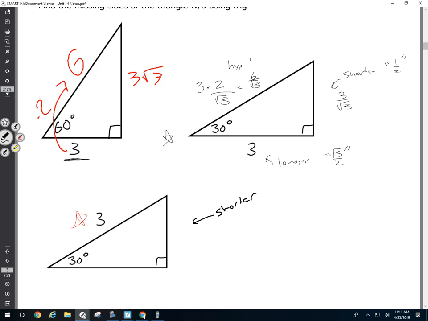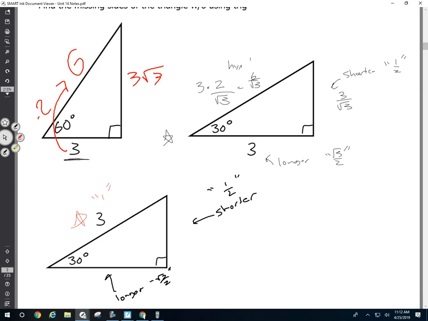Which of the two numbers, 1/2 or root 3 over 2, is the shorter side? 1/2. So this is the 1/2. This, therefore, is the longer side. This is the root 3 over 2. This is the hypotenuse. You can consider that length the 1 length.